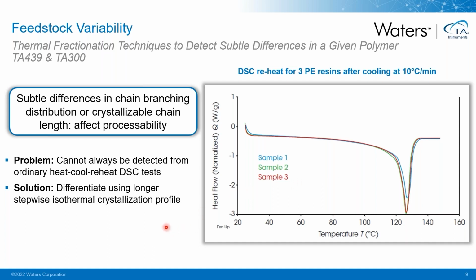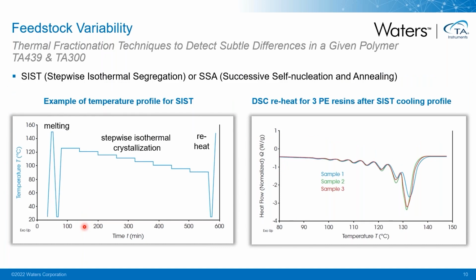A solution can be to make a differentiation by using longer stepwise isothermal crystallization profiles. Examples of such thermal fractionation techniques are SIST, stepwise isothermal segregation technique, or SSA, successive self-nucleation and annealing technique. Both techniques are only showing minor differences, so I will only show an example here of the SIST technique.